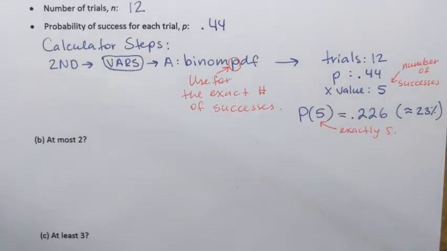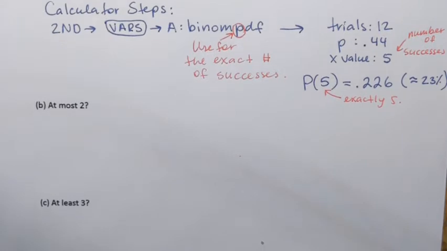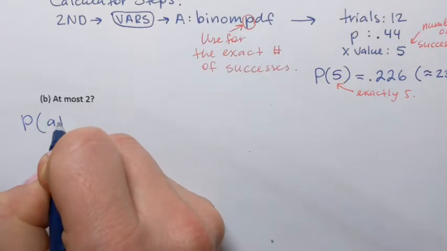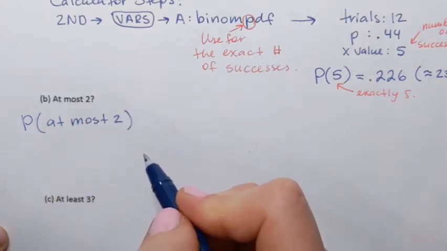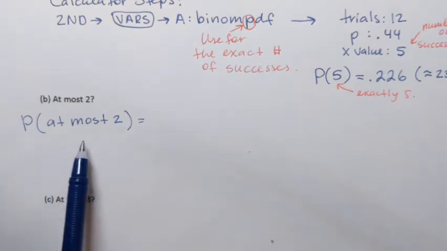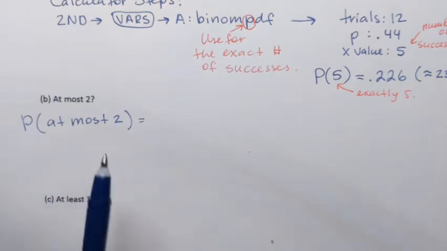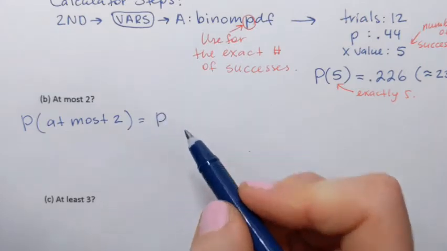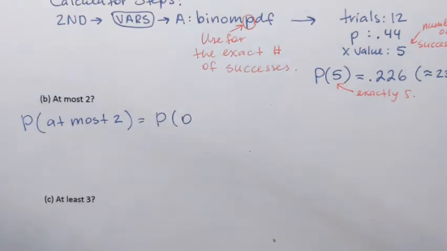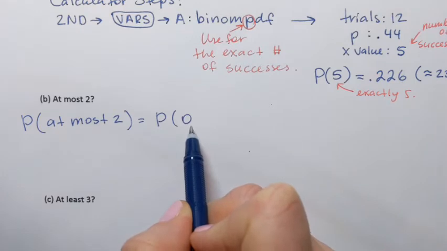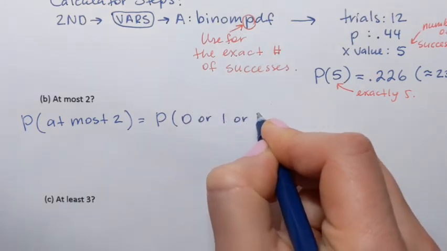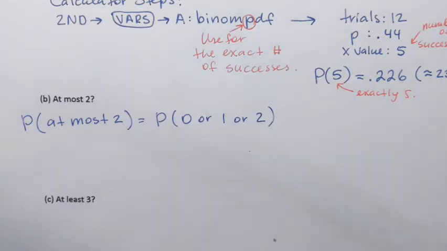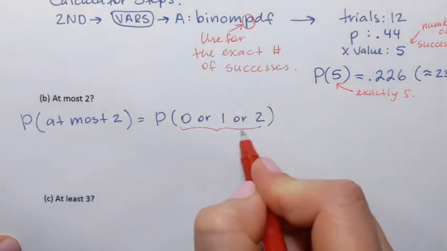Let's answer the second question. In the second question, we have to find the probability that he makes at most 2. Now, what is at most 2? So at most 2, we can rephrase and say it's up to 2, right? So I can write it this way. What's the probability that he makes either 0 3-point shots, or 1, or 2, right? That's the same as at most 2, or up to 2.